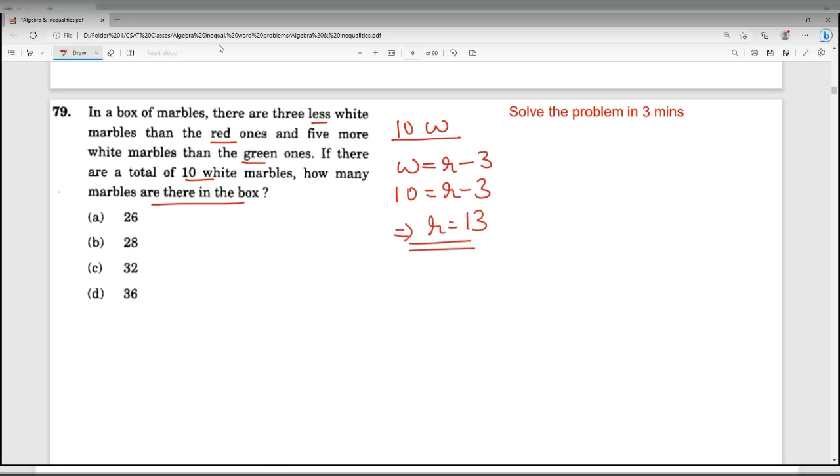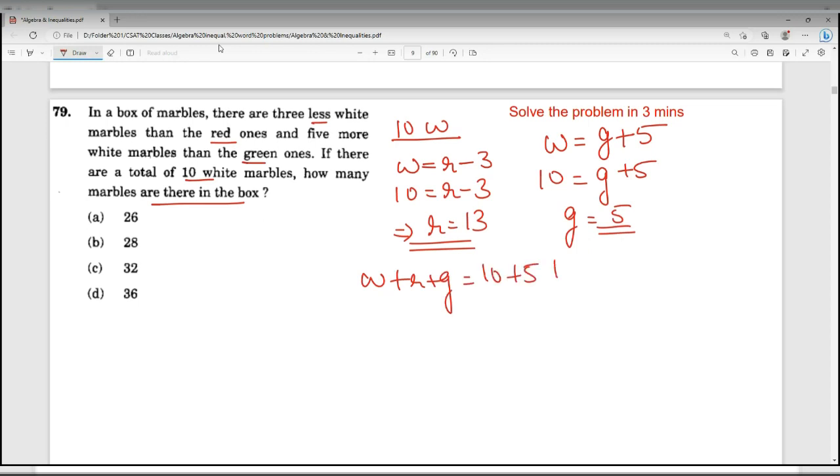And then the second thing is 5 more white marbles than the green ones. So white marbles is G plus 5. In this case, white is given as 10, so G is equal to 5. Then they are asking how many marbles are there in the box. There are only 3 colors of marbles: white, green and red. So W plus R plus G is equal to 10 plus 5 plus 13. This is 28.